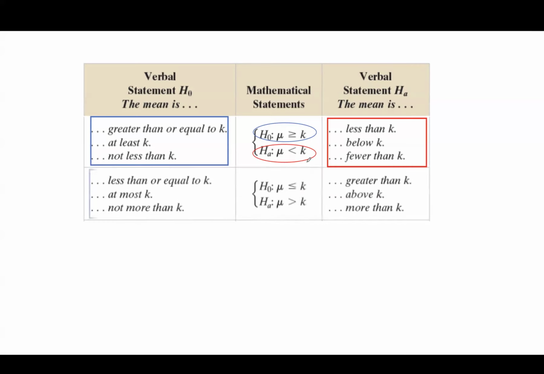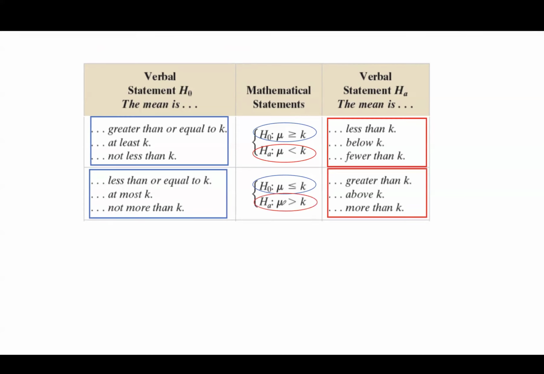In the second category, you might see sets of keywords like this: less than or equal to, at most, not more than, which means that your null hypothesis is given in the question. For example, write down H sub 0, saying that the population mean is less than or equal to K. However, if another set of keywords is given in the question, like greater than, above, more than, it means that your alternative hypothesis is given to you. Alternative hypothesis in this case says the population mean is more than K.